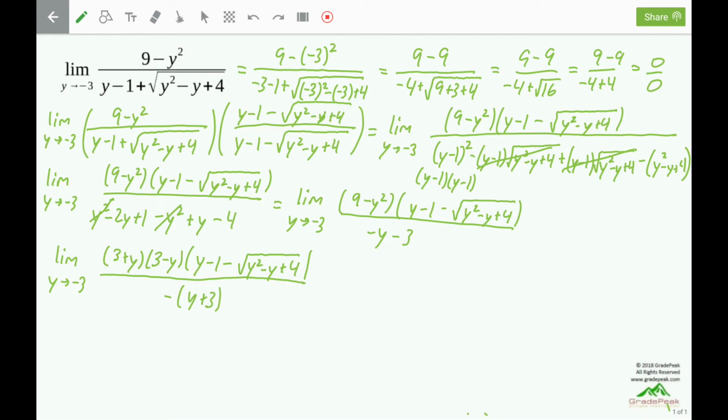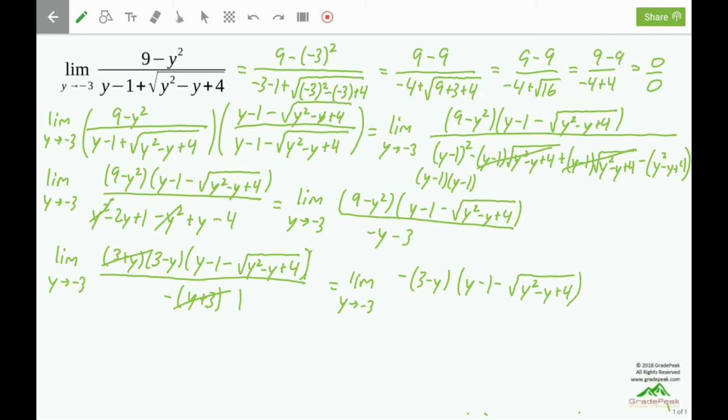Now since y is going to a negative 3, a 3 plus y and a y plus 3, those are what are making 0 over 0, and they can cancel. The order of addition doesn't matter, so those cancel. That will leave us a negative 1 in the denominator. Dividing by negative 1 is equivalent to multiplying by a negative 1. 1 over negative 1 equals negative 1, so I will have now the limit as y goes to the negative 3 of negative of 3 minus y times y minus 1 minus the square root of y squared minus y plus 4.